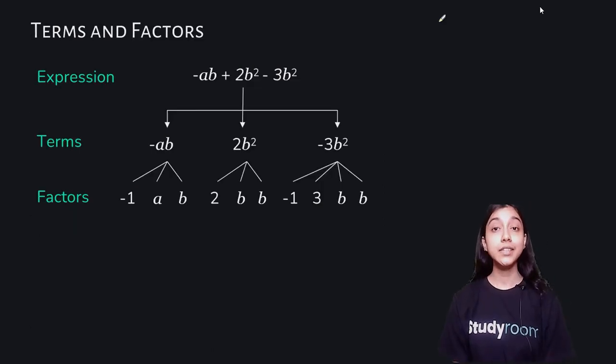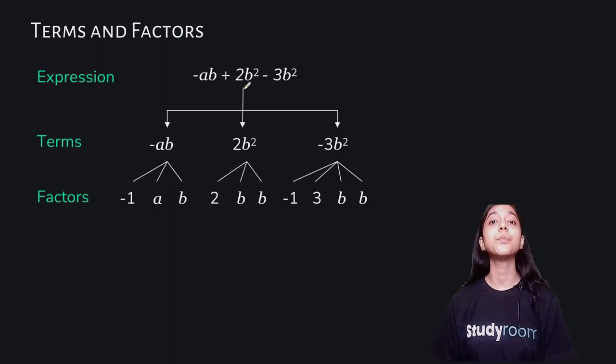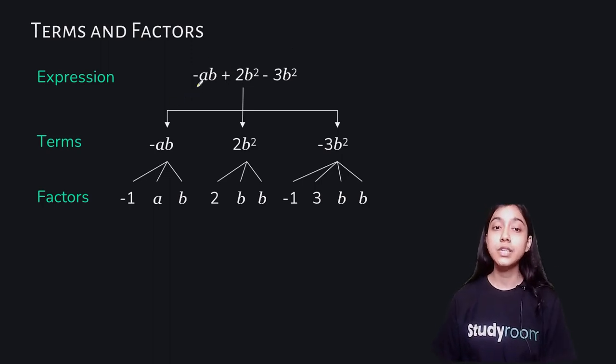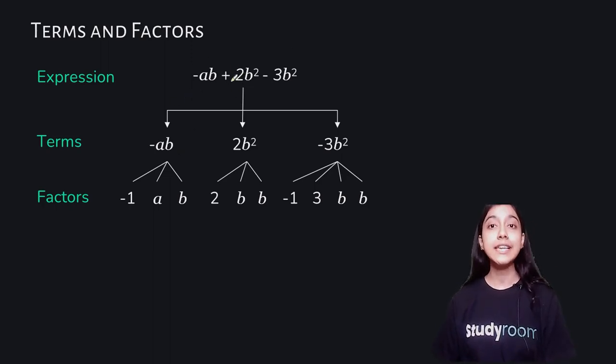Now we will take another example where we have to find out the terms and the factors of an expression. The expression given over here is minus ab plus 2b square minus 3b square. So as you all can see, this is an expression comprising three terms. The first term is minus ab, the second term is 2b square and the third term is minus 3b square.